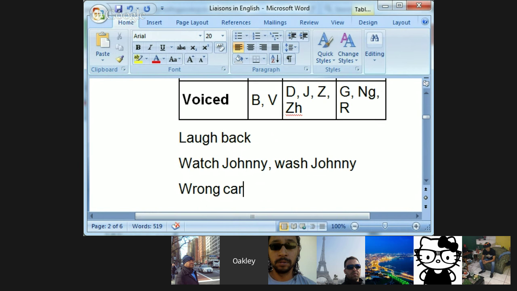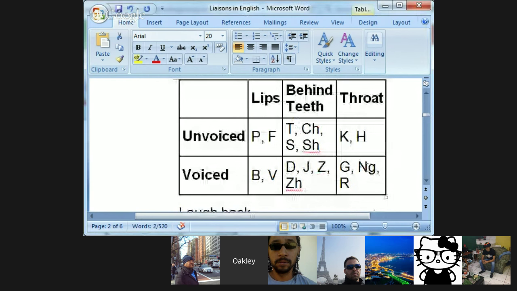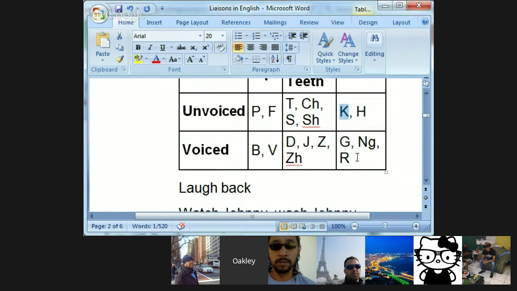Let me get Marcus to try one. Marcus, try this one. Wrong car. Okay, try it again. Wrong car, dude. This is dude. Wrong car, dude. All right. It's fairly easy to join this NG and this is actually the K sound. Okay, they're both throat sounds. Wrong car, dude. Then we go from an R to the D, but they're both voiced. All right, so car, dude. It's still not that hard.